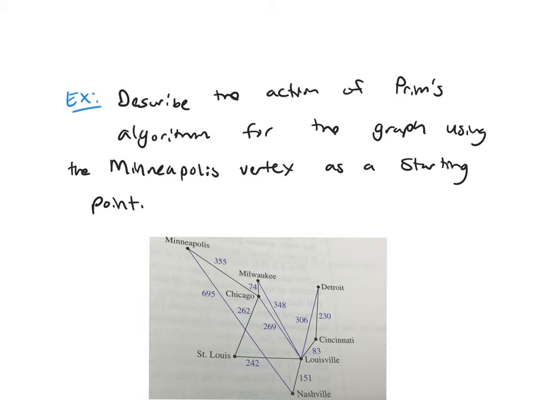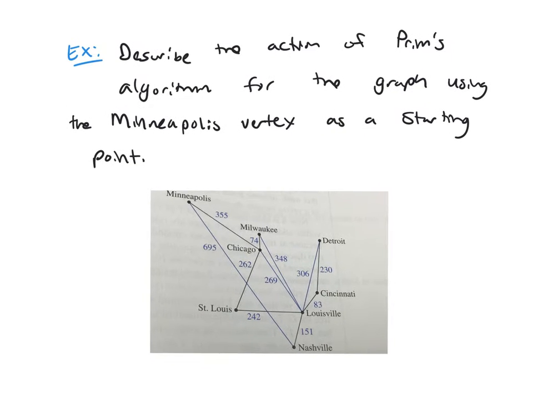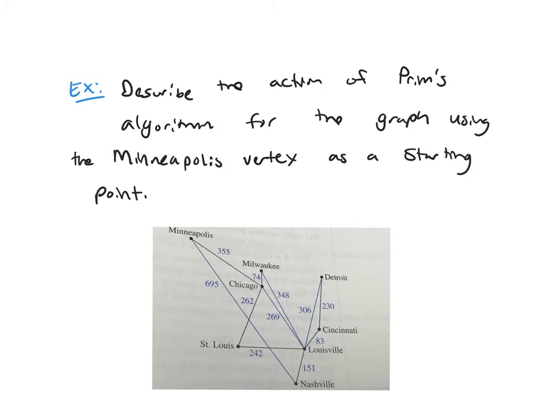So we're going to look at an example where we apply Prim's algorithm, and we're going to use the example that we did for the last algorithm. So it's this graph with cities on it, and it has weights on the edges. And here it tells us we're going to start Prim's algorithm. You have to have a starting vertex. So here we're going to start with Minneapolis. So we're going to start with this vertex up here.